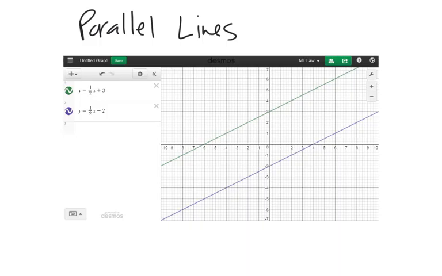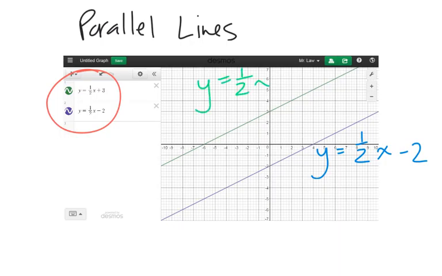Again, over on the side, we are already given the equation of these two lines. I'm going to write them out so it's a little bit bigger. The blue line has an equation of y equals 1 over 2x minus 2, while the green line has an equation of y equals 1 over 2x plus 3. You should notice something similar between these two equations. Their slopes are exactly the same. So the slope of the green line is 1 over 2, and the slope of the blue line is also 1 over 2. Let's make a conclusion about our findings.